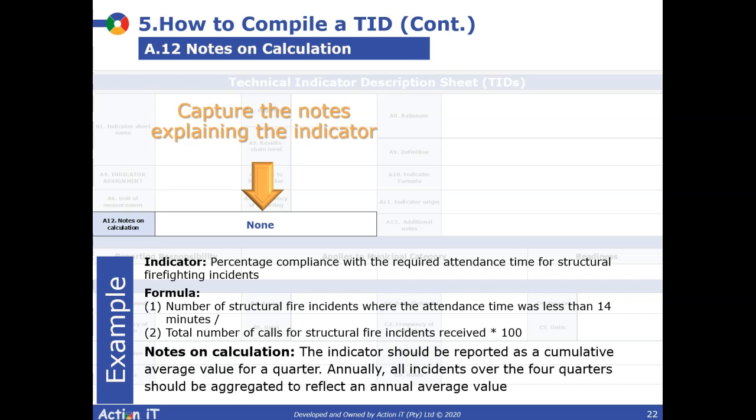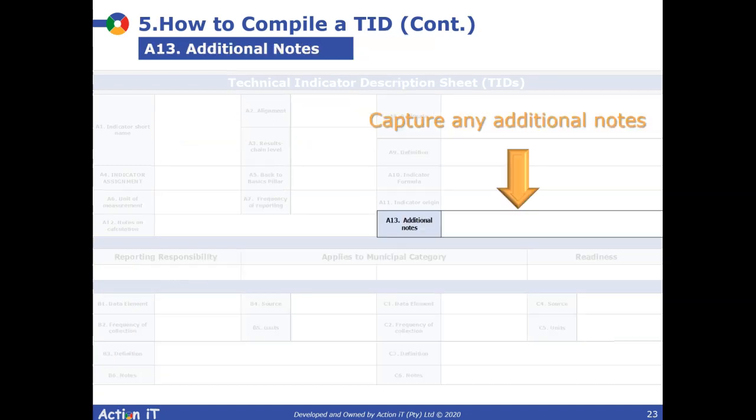For this example, the note on calculation that should be captured would be the indicator should be reported as a cumulative average value for a quarter. Annually, all incidents over the 4 quarters should be an aggregate to reflect the annual average value. In A13 additional notes, you would capture any additional notes or guidance required to understand and measure the indicator. In our example, there are no additional notes and none will be captured.